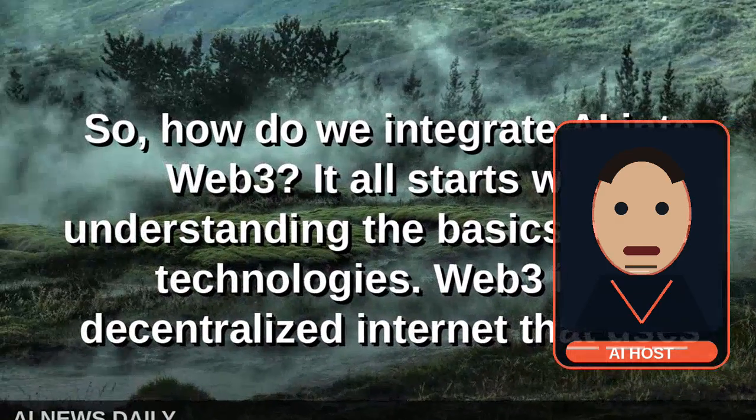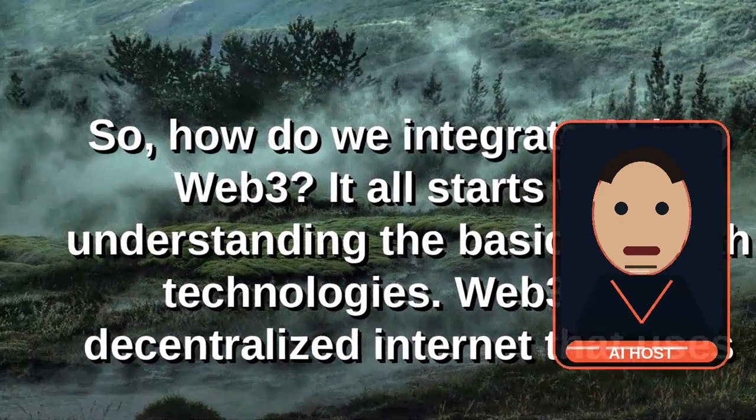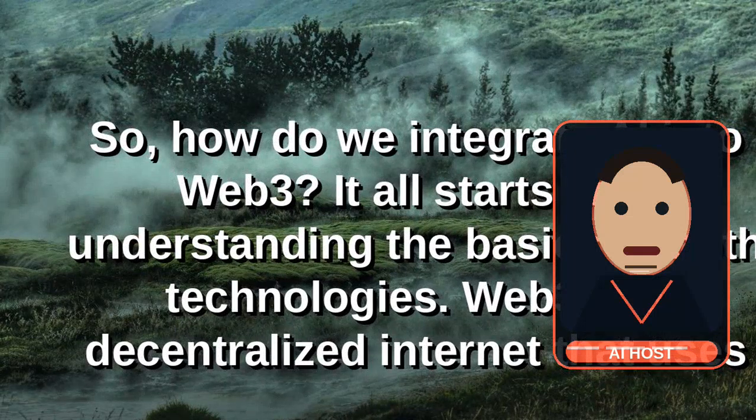It all starts with understanding the basics of both technologies. Web3 is a decentralized internet that uses blockchain technology to create a secure and transparent network. AI, on the other hand, is a technology that enables machines to learn and make decisions on their own. By combining these two technologies, we can create a decentralized internet that is powered by AI.